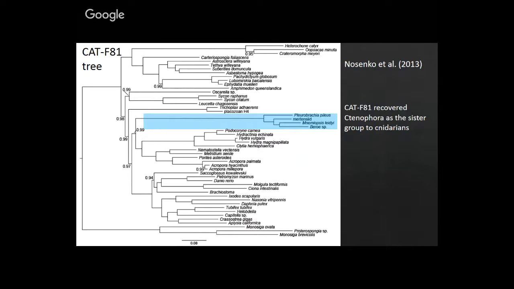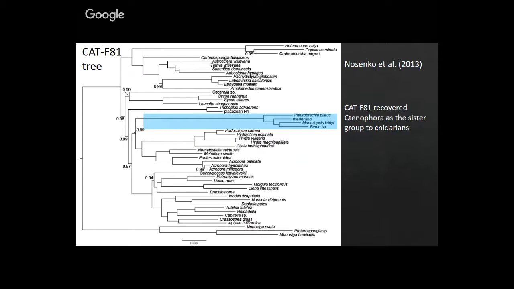I do want to mention something about model testing here. Nosenko et al. 2013 did do model testing with that cross-validation approach. And they showed that CAT-GTR fit the data best. CAT-F81 was second, and then some site-homogeneous models were behind that in terms of apparent model fit.